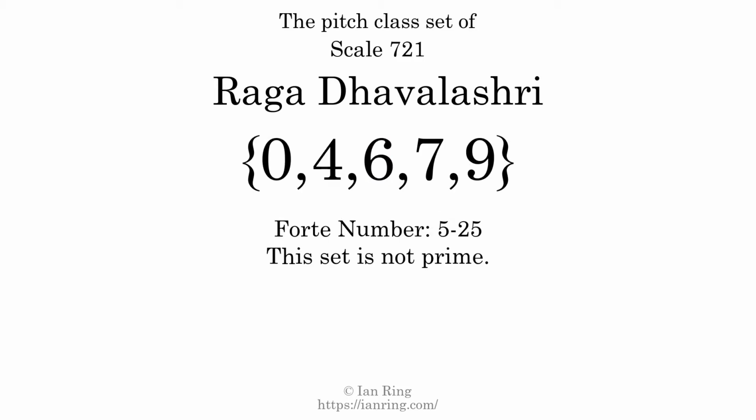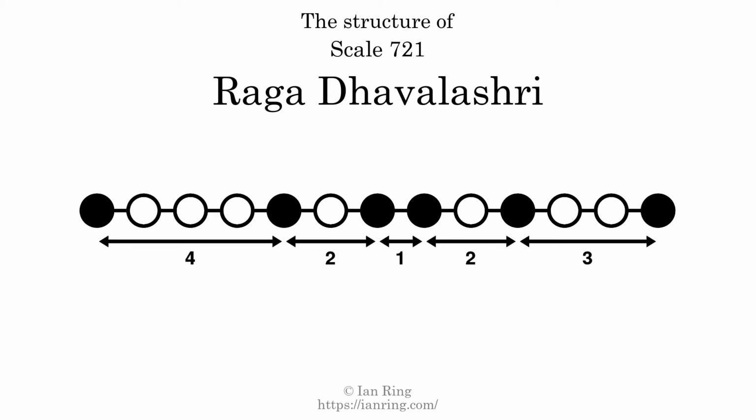The pitch class set for this scale is 0, 4, 6, 7, 9. The fault class is 525. This set is not prime. The structure of a scale is a description of the interval distance between each successive tone. This scale has a structure of 4-2-1-2-3.